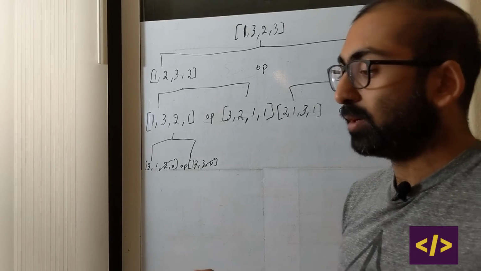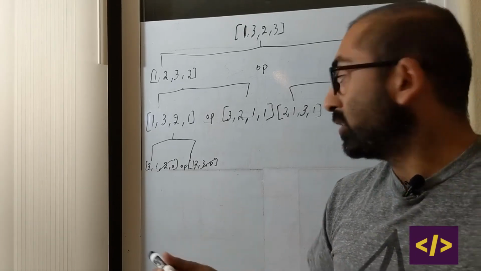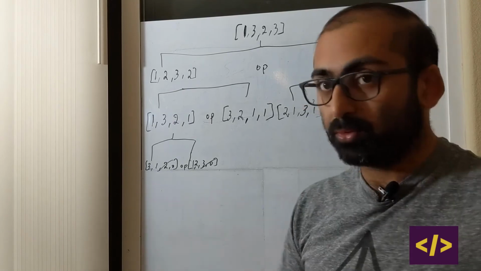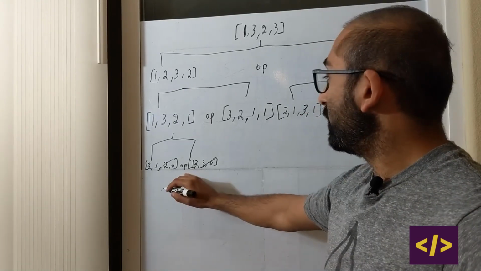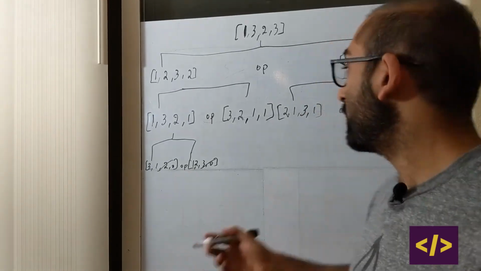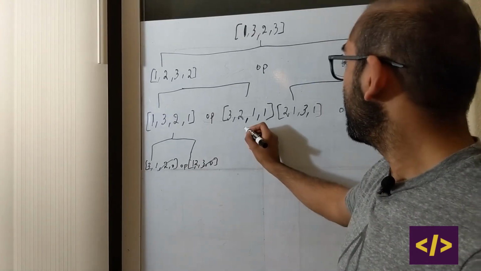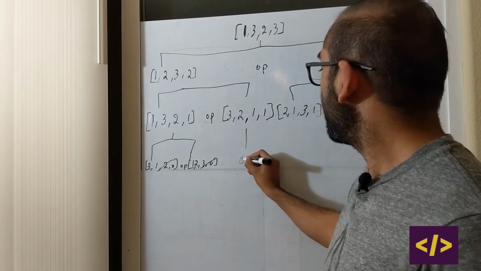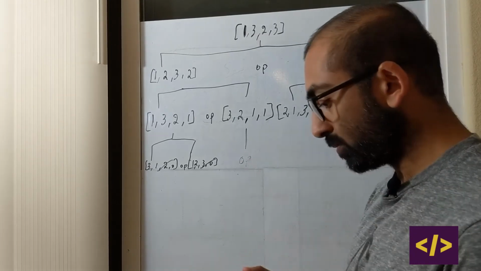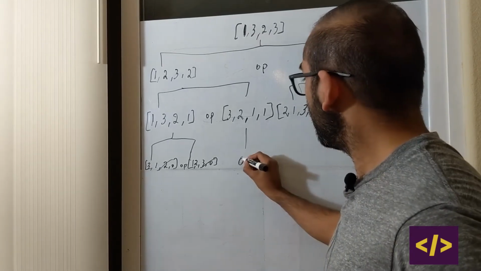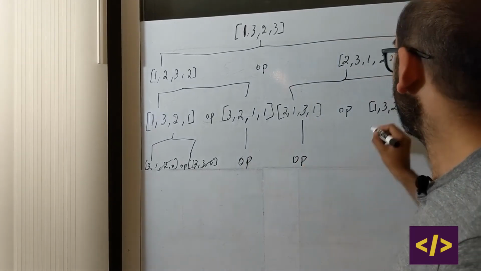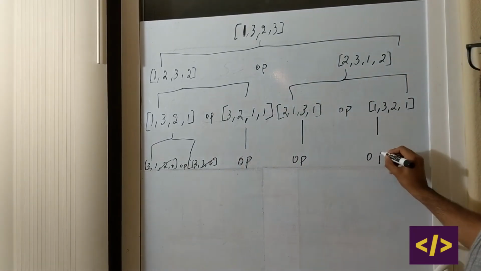Our terminating condition was that if the number of rings is 0, then you don't do it, right? So then you just do the stack operation and then move on. Similarly here, you just do the stack operation, you do the stack operation, you do the stack operation.